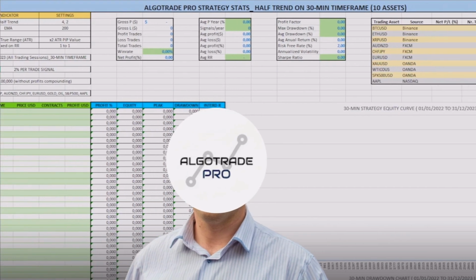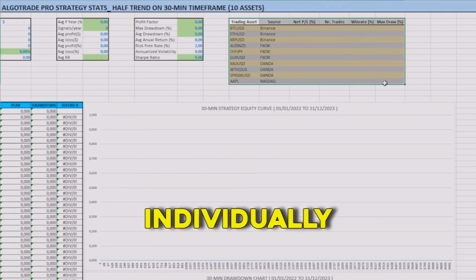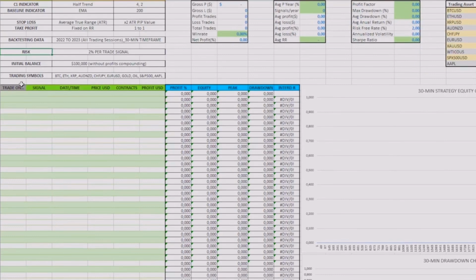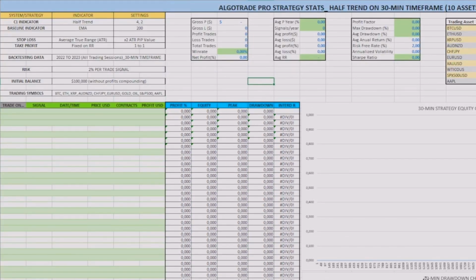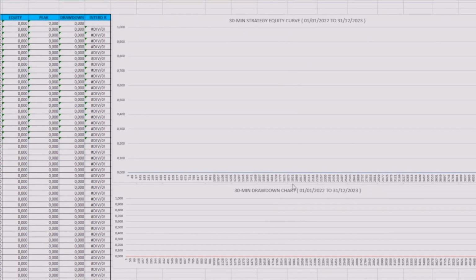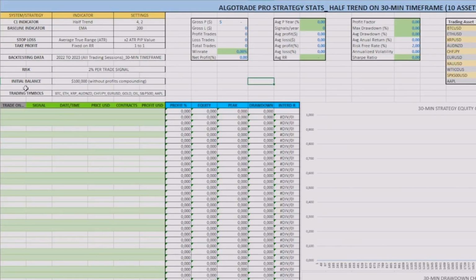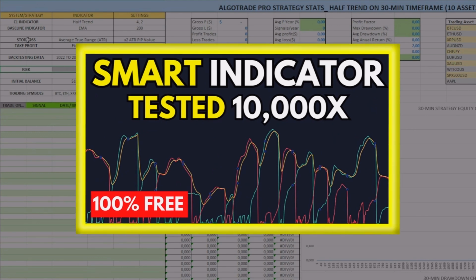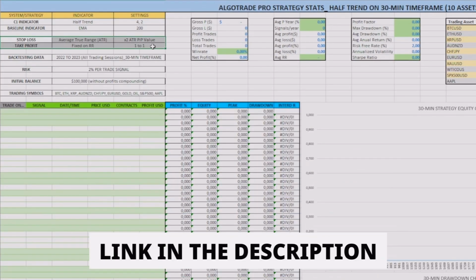I will present you the results of every asset individually and also together, because for every backtest I will create a trading journal with all the trades given by the indicator in the 3 different timeframes. The risk management will also be the same one I explained in the first episode of this series. The link to it is in the description.